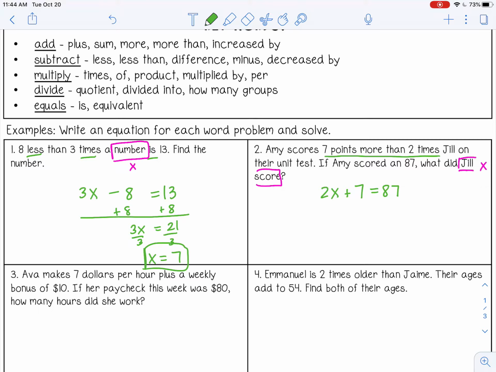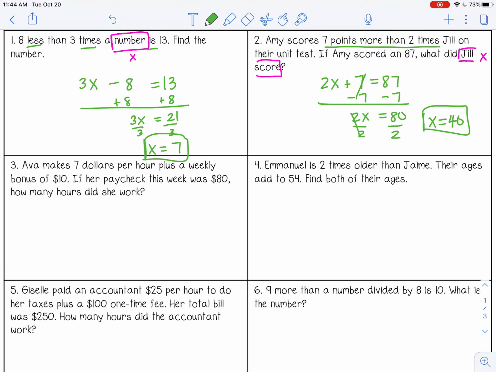All right, let's go ahead and solve for Jill's score. So I can subtract 7 from both sides. And then divide by 2 on both sides. So x equals 40. So Jill scored a 40 on her test. She probably didn't study.